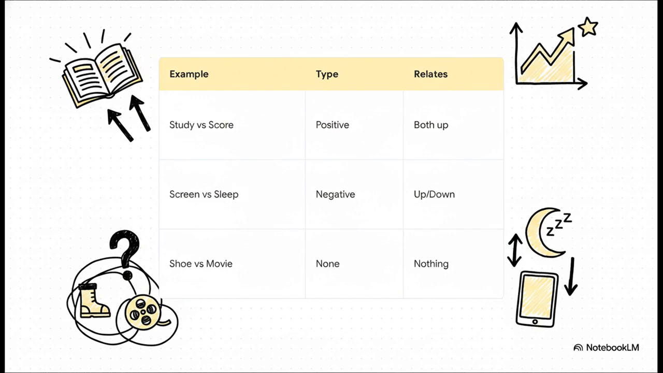Positive correlation means things increase together, like studying and grades. Negative correlation means as one thing goes up, the other drops, like screen time and sleep. And no correlation means there's just no link at all. Keep this quick summary in mind because it's the absolute foundation of reading data.